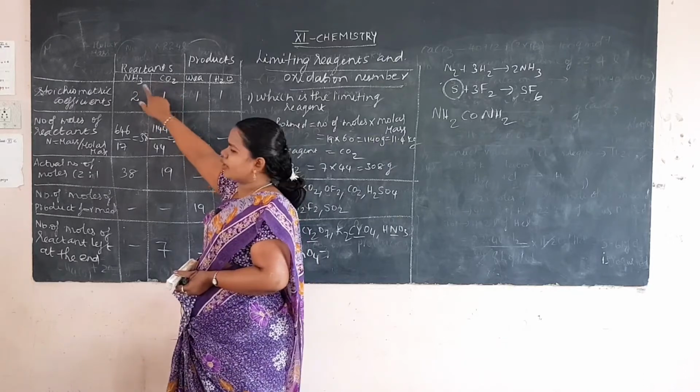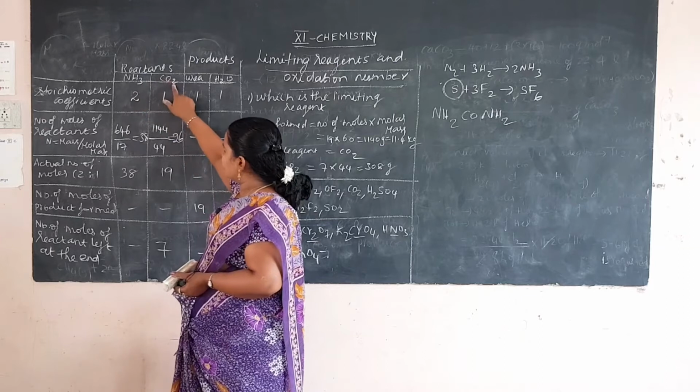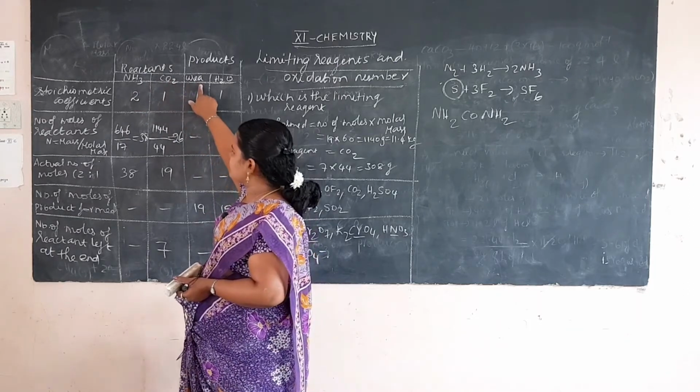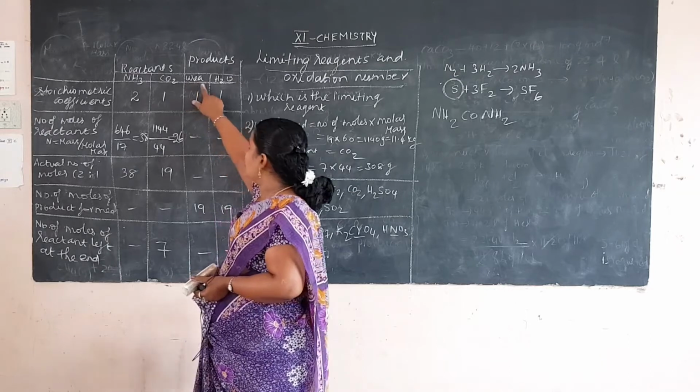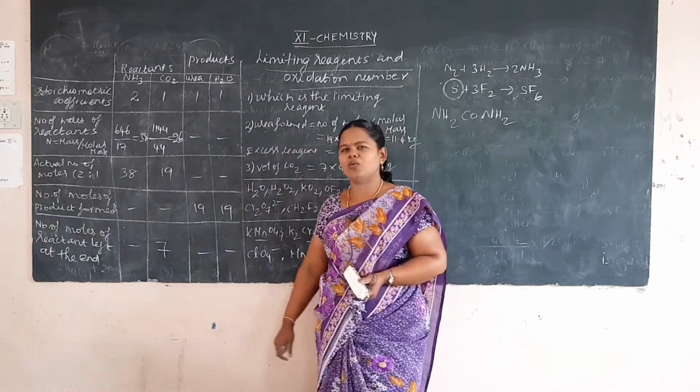Ammonia and carbon dioxide are the reactants. Ammonia reacts with carbon dioxide to produce urea. Urea, it is a fertilizer, that is NH2CONH2, plus water. So on the product side we have urea and water.